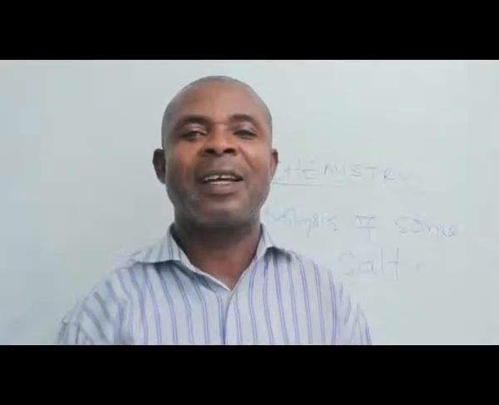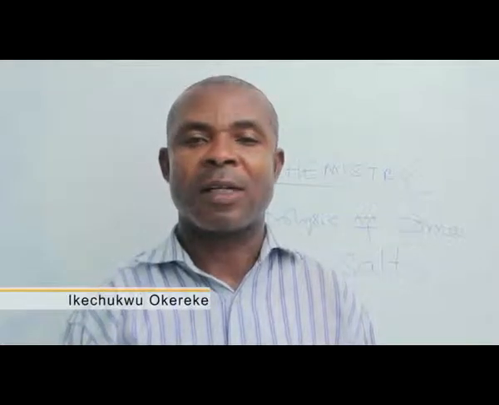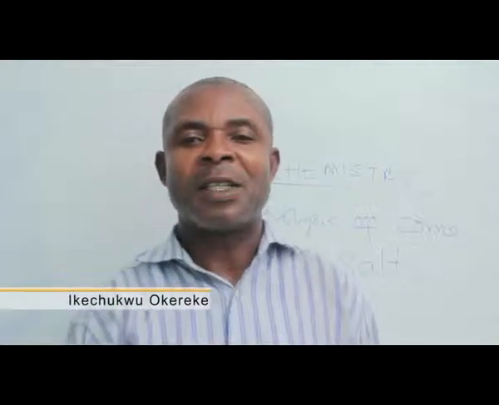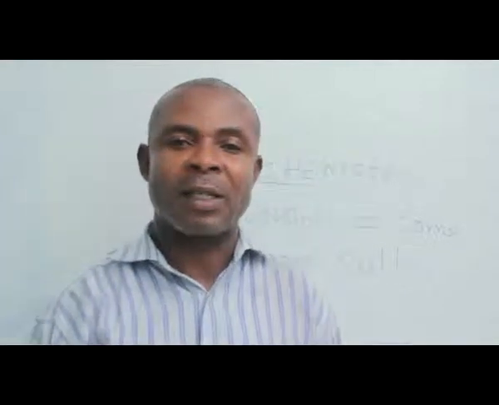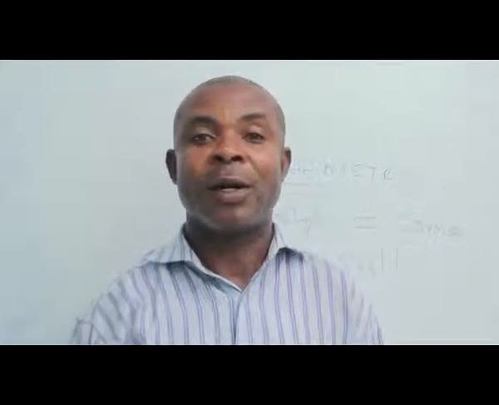The topic for today is the electrolysis of some common salts. In the electrolysis of some common salts, the positive ions migrate to the cathode, while the negative ions migrate to the anode.